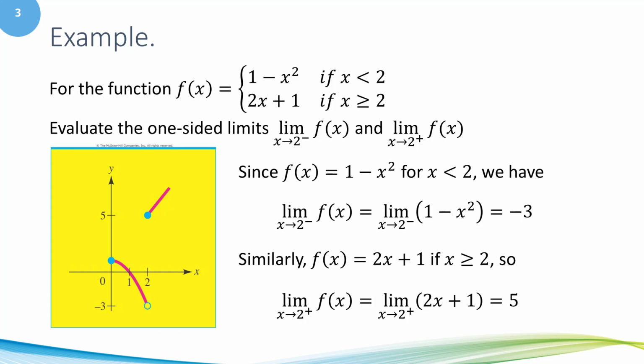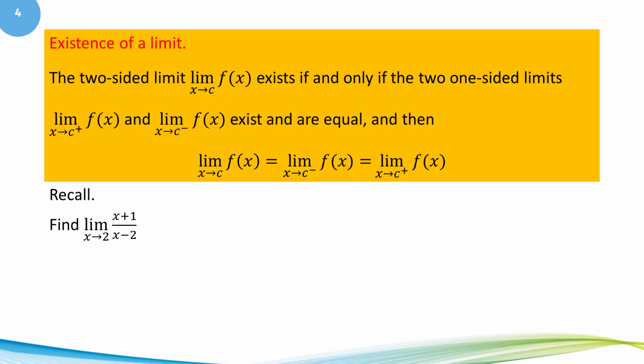We can see that the limit from the left is minus 3 and the limit from the right is 5. So what happened to the limit itself, limit x to 2, not from the left and not from the right? We say that the limit doesn't exist, as we can see in this yellow box. For the limit to exist, the limit from the left and the limit from the right need to coincide. Now try to find the limit x to 2 of x plus 1 over x minus 2.